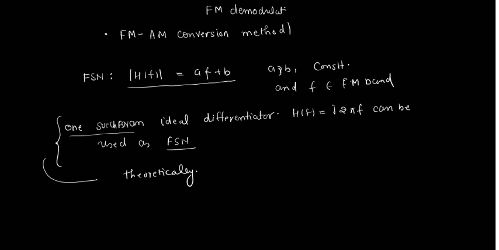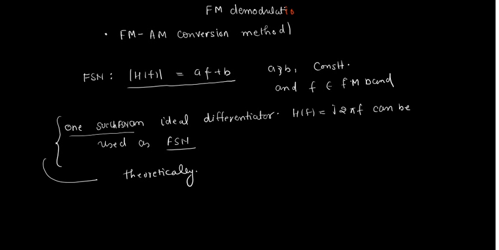Till now we have seen FM demodulation using the FM to AM conversion method, or frequency discrimination method. We discussed that we need a frequency selective network whose frequency response satisfies the property that we have seen in the last lecture. And we have seen that one such frequency selective network is an ideal differentiator with frequency response j2 pi f. So it can be used as an FM demodulator.